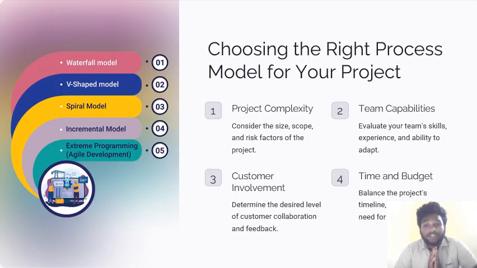Now let us see how to choose the right process model for your project. That means how can we choose the right process model to complete our project. First is project complexity. We should check the project complexity, considering the size, scope, and risk factors of the project. Next, team capabilities. Evaluate your team's skills, experience and ability to adapt. That means you should check the team's abilities, what skills they have, how fast they can work, and whether they are able to do it or not.